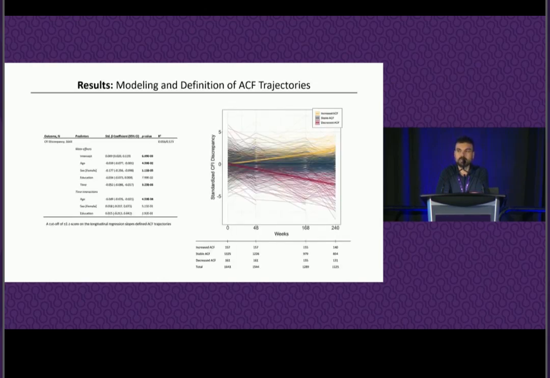The model used to define ACF trajectories showed that there was a main effect of age, indicating that older individuals had lower awareness, a main effect of sex, indicating that males had lower awareness as compared to females, and a main effect of time, indicating an overall reduction in awareness over this period. Moreover, the time interactions showed that older individuals demonstrated a further decline in awareness over time.